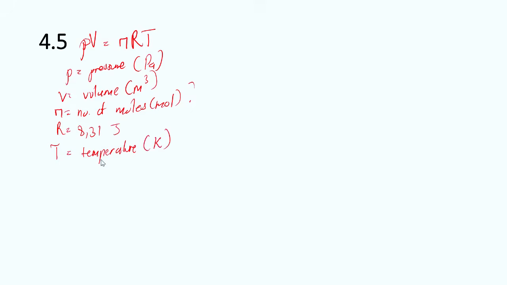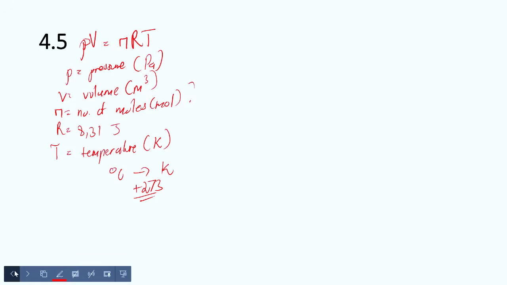So kelvins. So if they gave you in degrees, to convert degrees Celsius to kelvins, we know that we have to add whatever number that we're given in degrees to 273. So now let's look at the information once again that we are given.